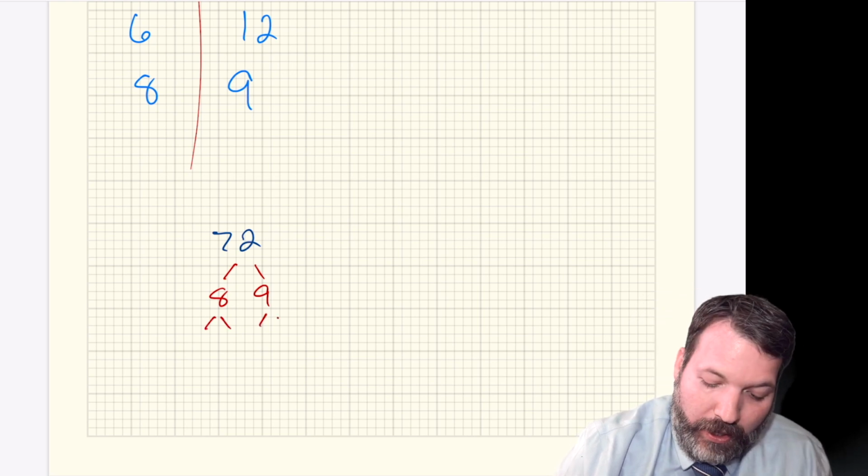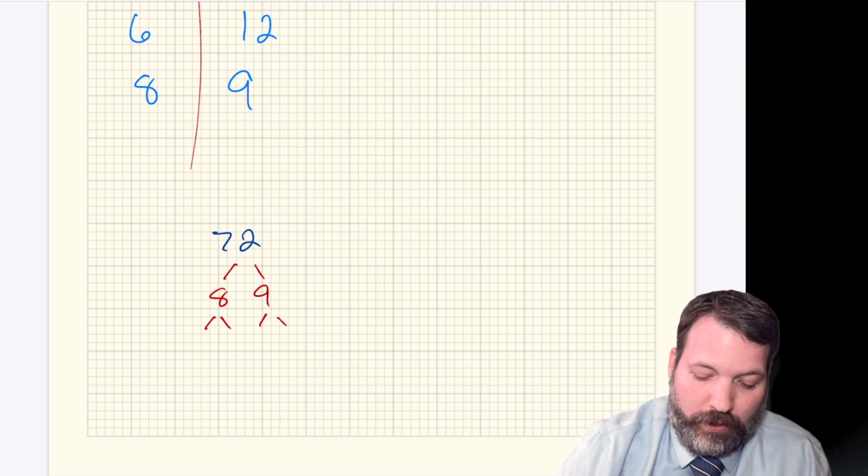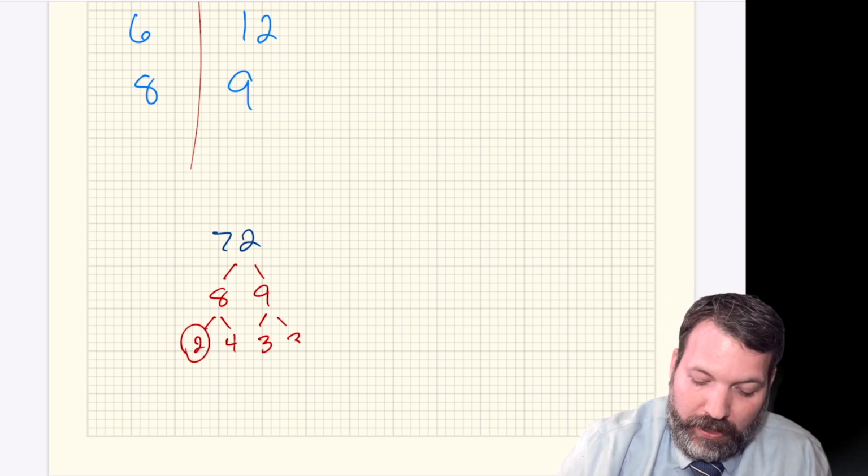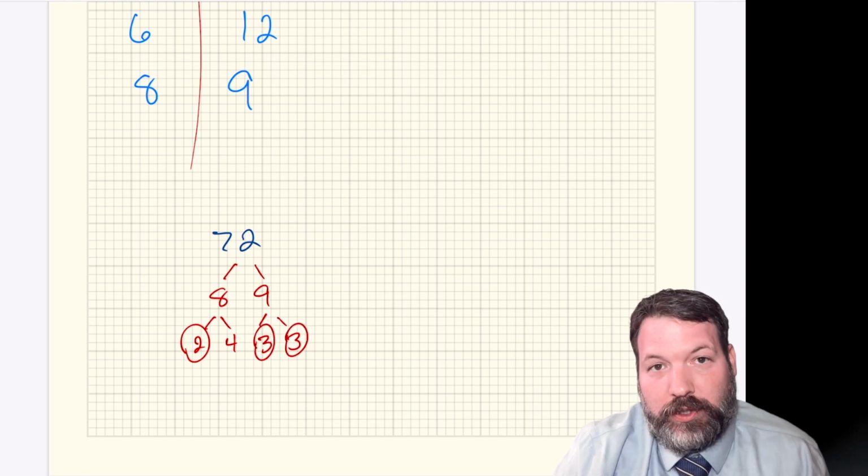Neither 8 nor 9 are prime, of course, so we have to keep going. 8 is 2 times 4. 2 is prime, so that branch is done. 9 is 3 times 3. 3 is prime, so that branch is done.